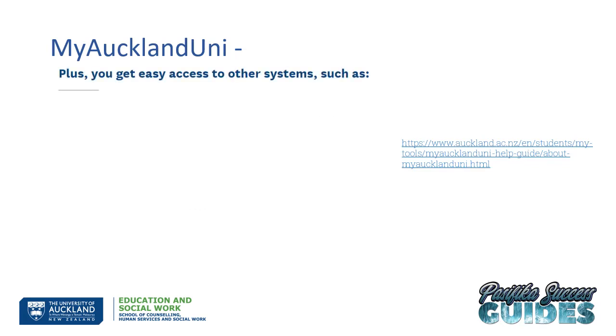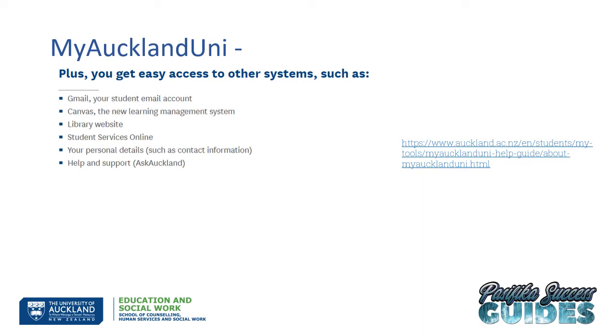So it can give you really easy access to other systems. There's heaps of different things you need to keep track of, and My Auckland Uni is just one place where all those links are located, basically. So that includes Gmail and Canvas, those two we'll talk about. Also the library website, student services online, which I'm sure you're probably familiar with already, your personal details, including your contact information, and also help and support at the university level.